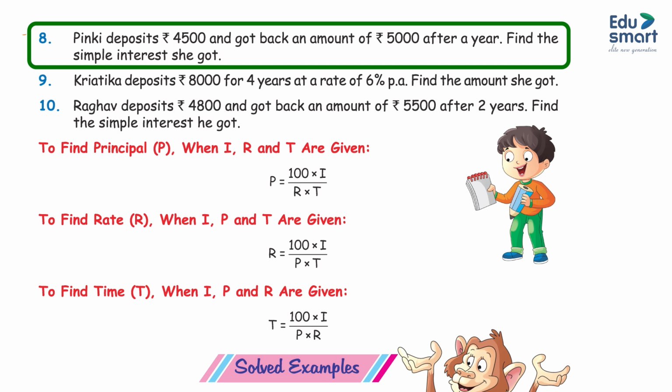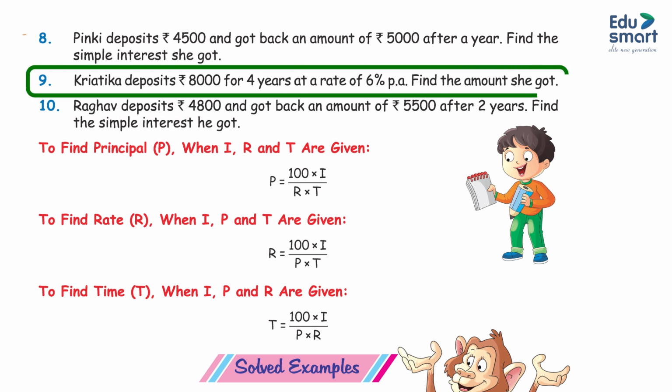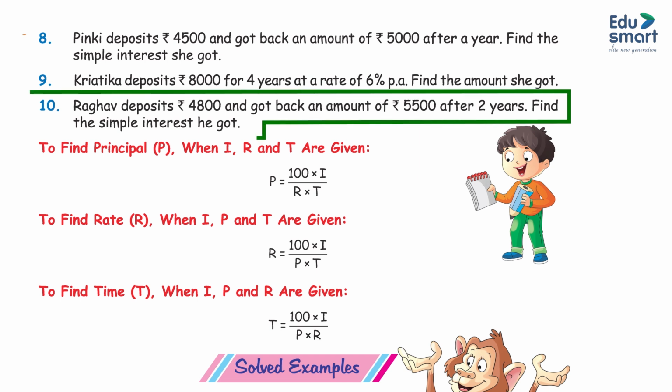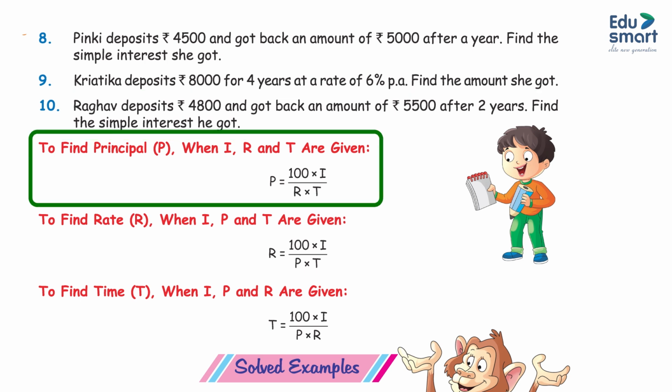Answer: 500. Question 9. Kratika deposits rupees 8,000 for 4 years at a rate of 6% PA. Find the amount she got. Answer: 9,920. Question 10. Raghav deposited rupees 4,800 and got back an amount of rupees 5,500 after 2 years. Find the simple interest he got. Answer: 700.